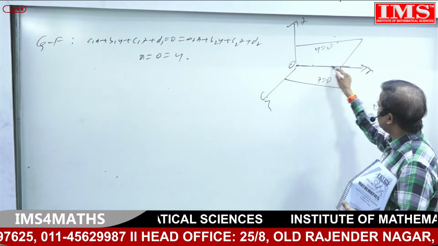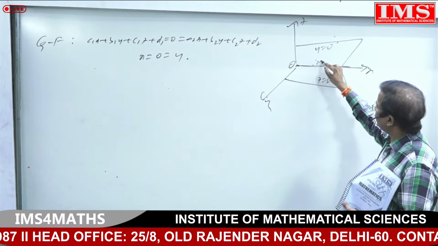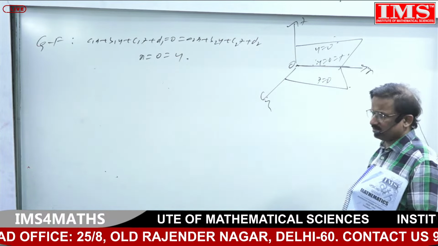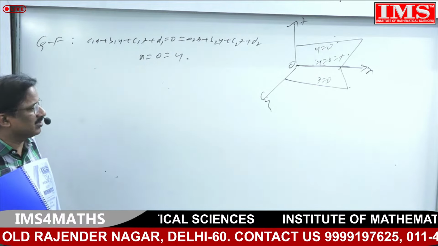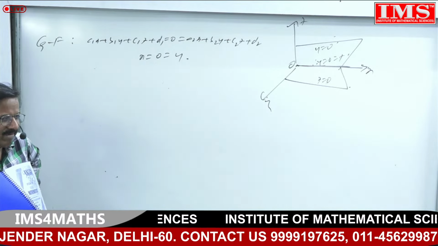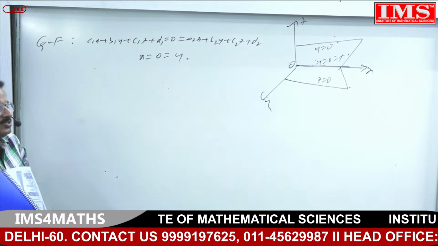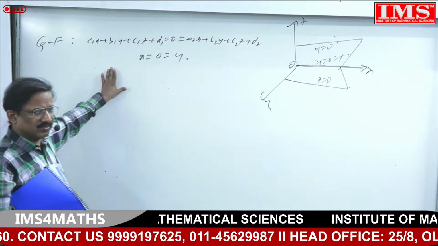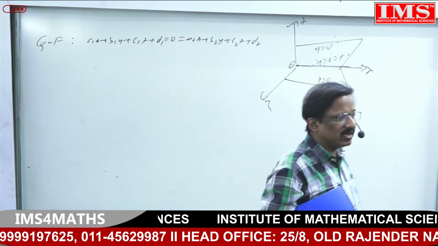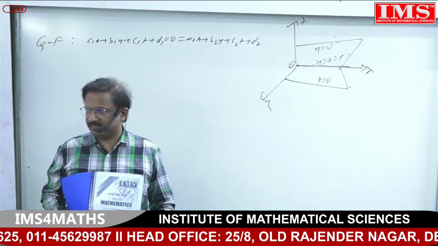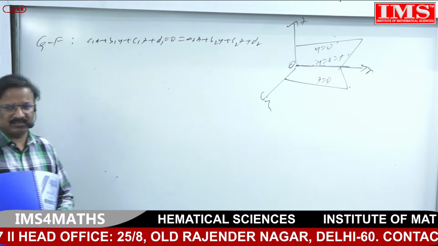And the x axis is represented by y equal to 0 and z equal to 0. That line is known as the x axis, isn't it? You can write other equations as well. That means the line is represented by two planes. Two planes together represent a line, right?